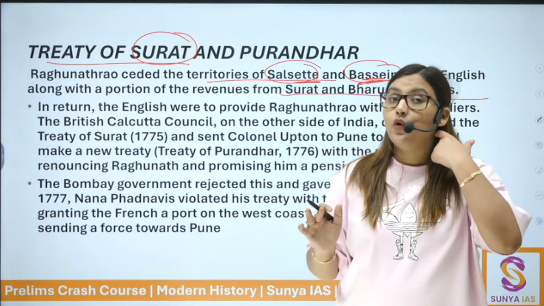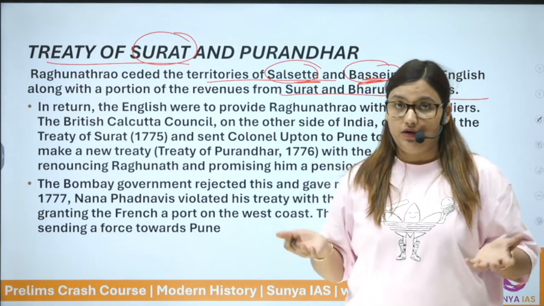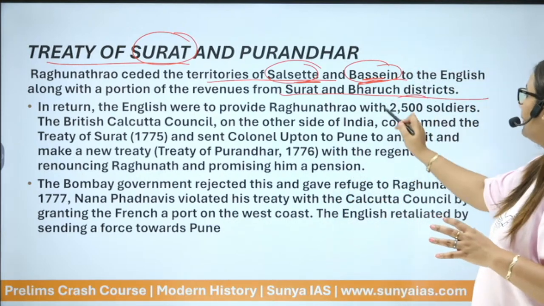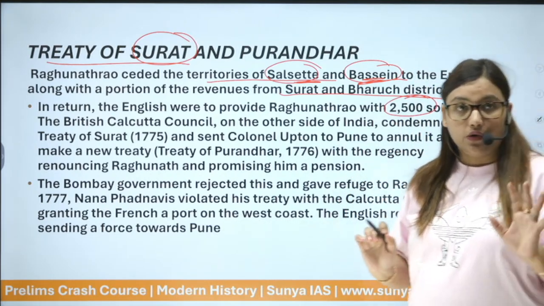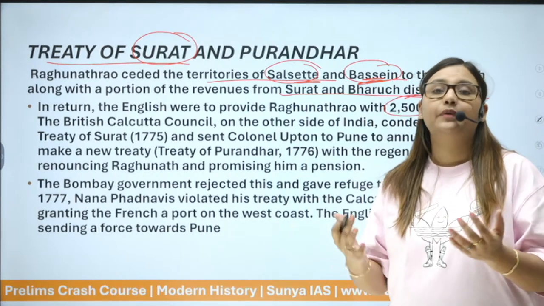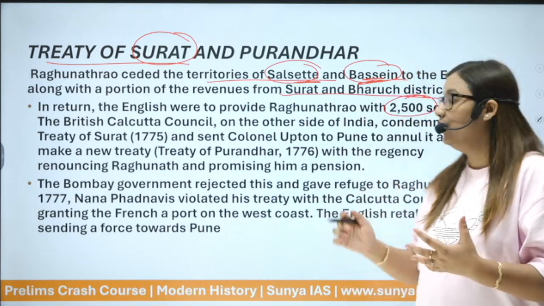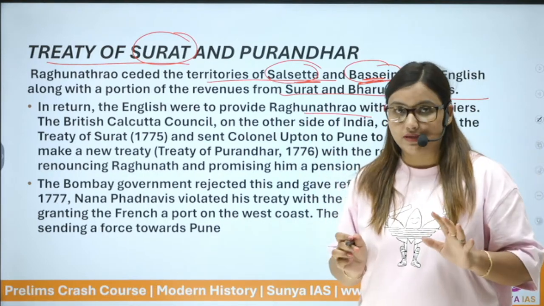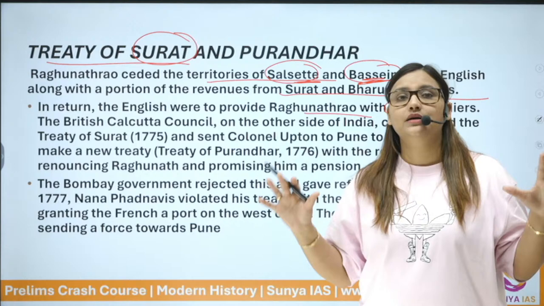In return, what will the English give Raghunath Rao? The English were to provide Raghunath Rao with 2500 soldiers, and assist him in the war against Nana Fadnavis. So it was a big, clear strategy.